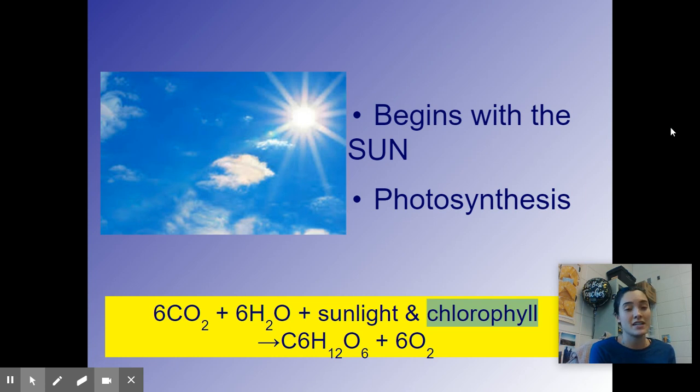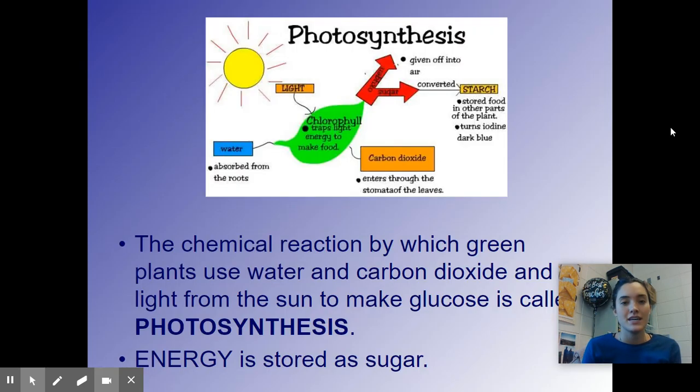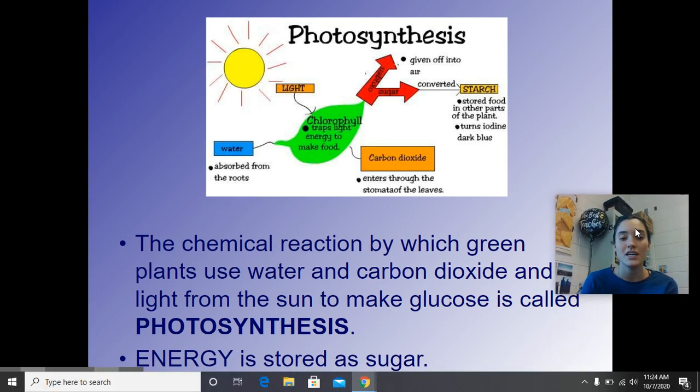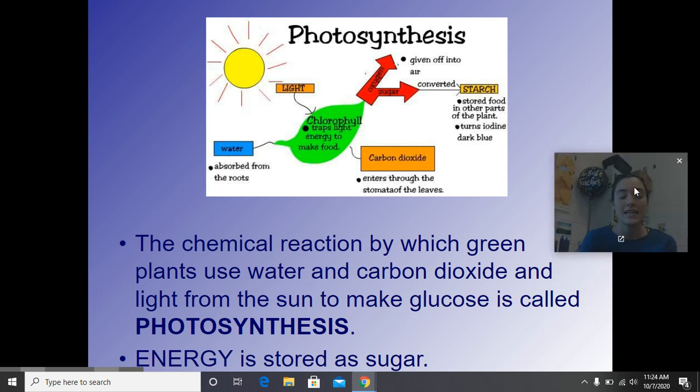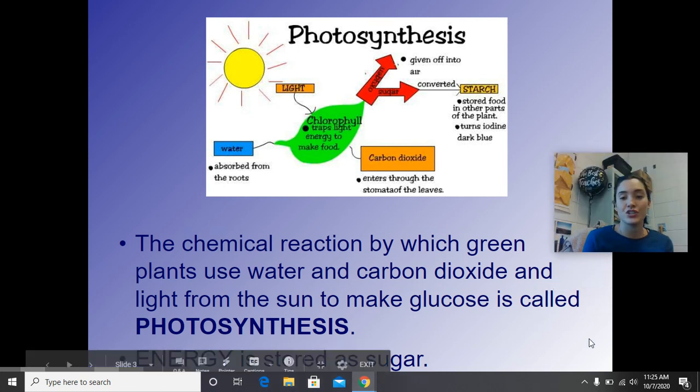Okay. So it's really important to know that all these food chains and food webs really start with the sun, because the sun gives plants the energy and food that they need through photosynthesis. Photosynthesis is the chemical reaction by which green plants use water, carbon dioxide, and light from the sun to make glucose. And that's the energy that they get, and that energy is stored as sugar. So all of the food chain starts with the sun.